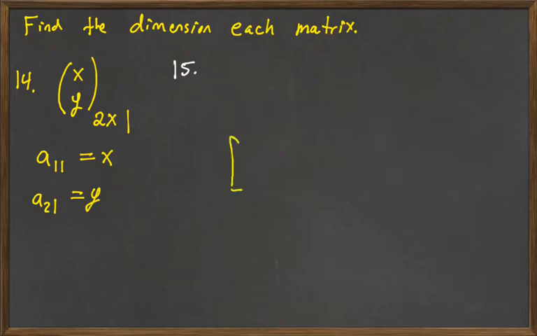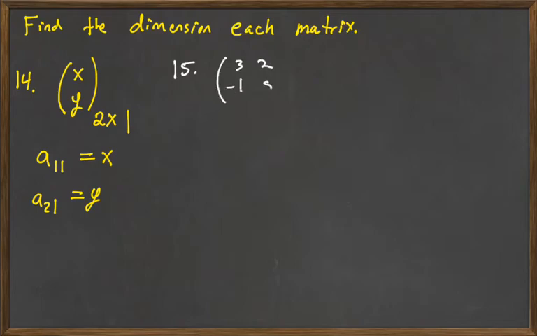Now, some books will use, and I think your book will use, the square brackets. There's no difference between the square bracket or the parentheses notation, so you can use whatever one you want. I tend to use the parentheses notation for the matrix.